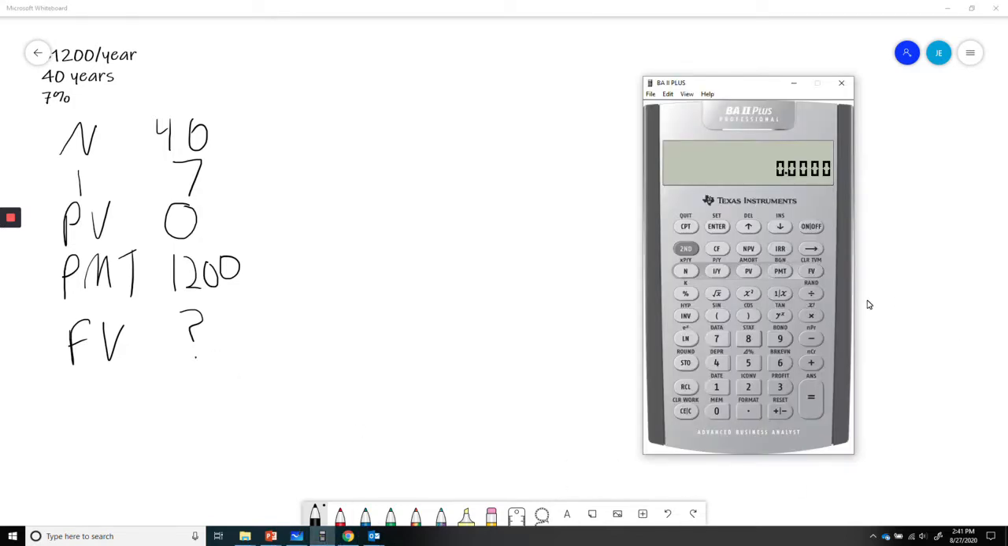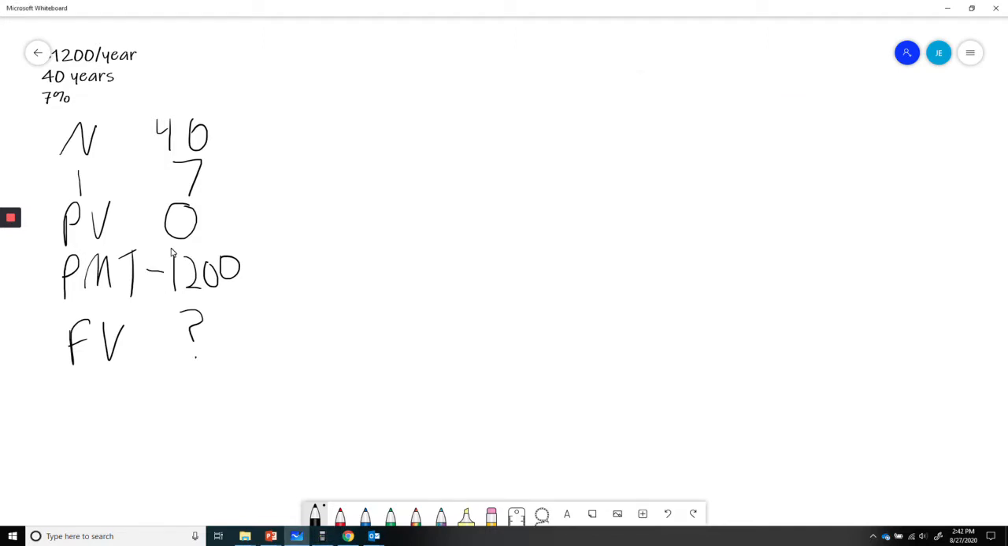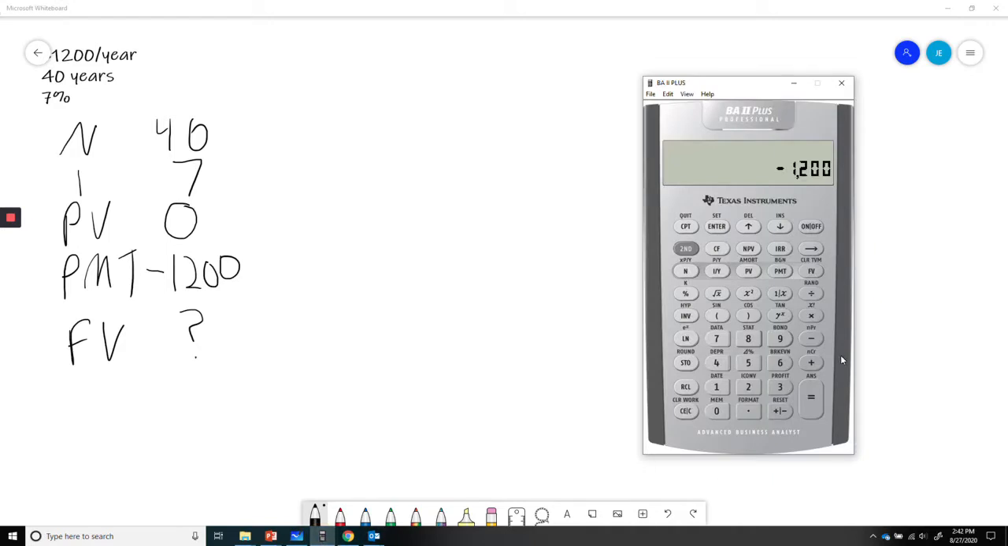So let me bring up my calculator. I'm going to say I have 40 years, 7%, 0 for my present value, 1200 for my payment. Now, we have to consider direction of cash flow. In this question, it'll work either way, but there will be questions when it won't. So if I'm the investor and I'm investing $1,200 every year, that money's coming out of my bank account. It's money that I cannot otherwise spend. So I'm going to make that $1,200 a negative. It's money that's coming out of my bank account, going into my investment. So that's my payment, and now I can compute future value.